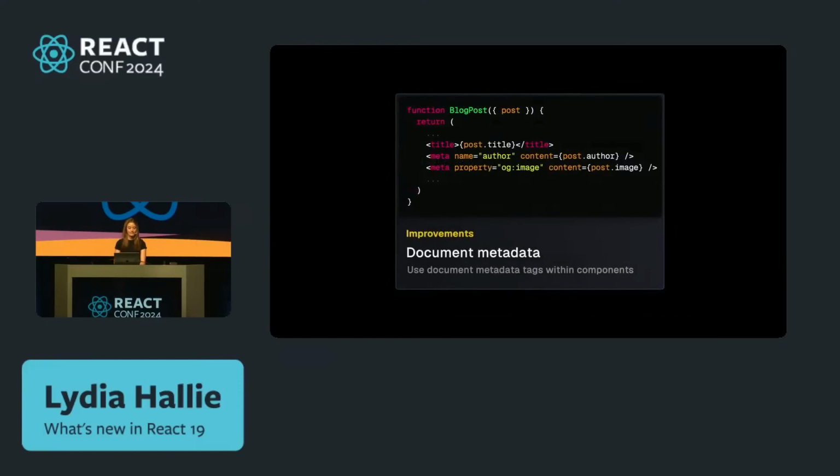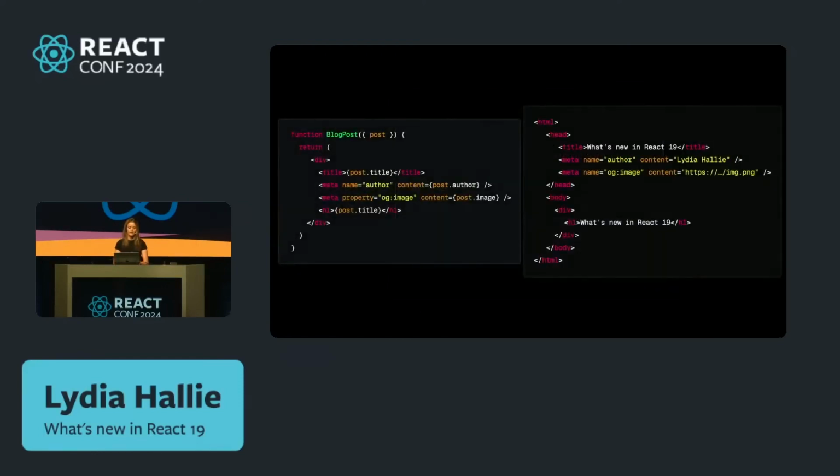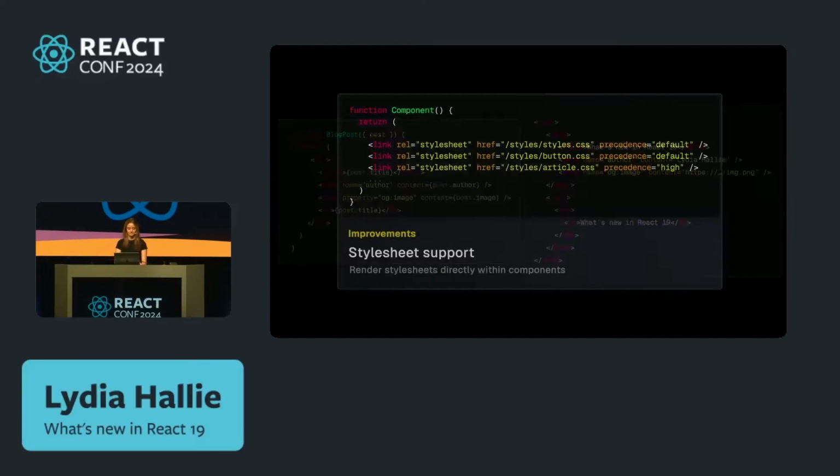React 19 has support for rendering document metadata directly within components. So whenever React renders this component, it will see the title, link, and meta tags, and automatically hoist them to the head of the document. So whereas previously we had to use tools like React Helmet to handle this directly within components, we can now just use it natively in React. But for more custom meta tags, you might still want to use React Helmet.